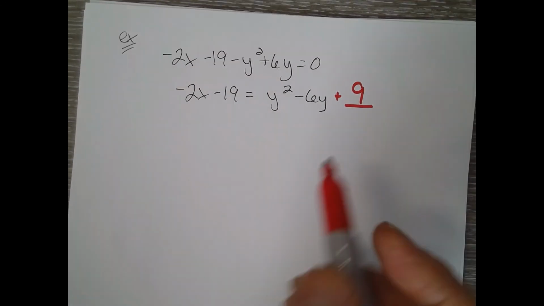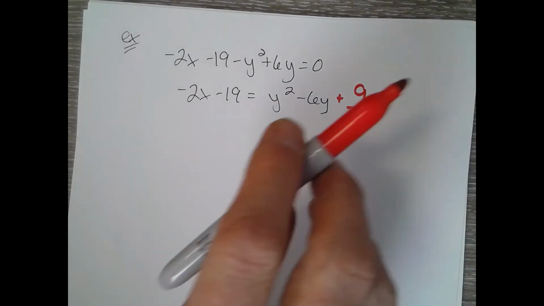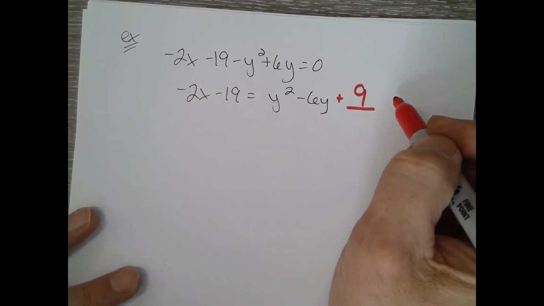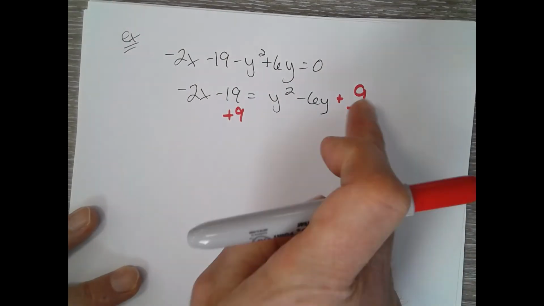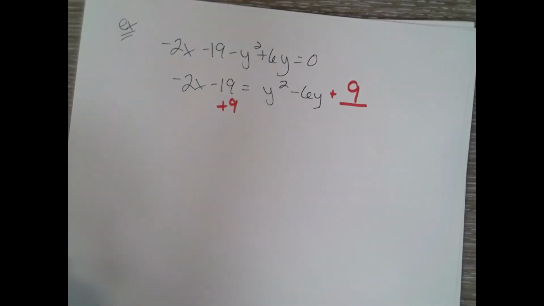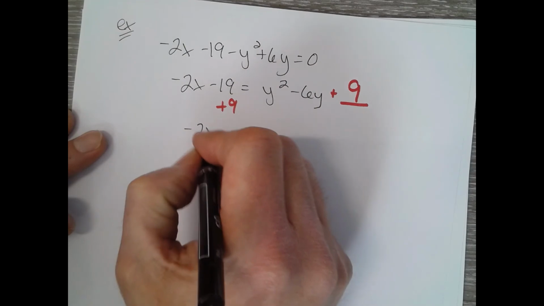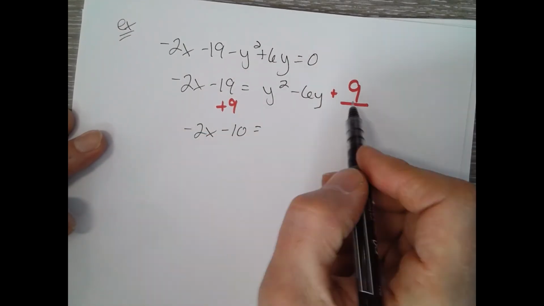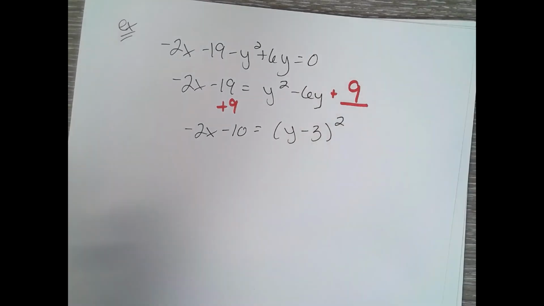I could subtract 9 to keep it balanced, because right now we just added 9 to one side. We can't just do that. Subtracting 9, but then you have to add it anyway, so I'm just going to add 9 to this side right away. So add 9 there, add 9 to that side. So now I have negative 2x minus 10 equals, well, that factors to be y minus 3 squared. So we're almost there.